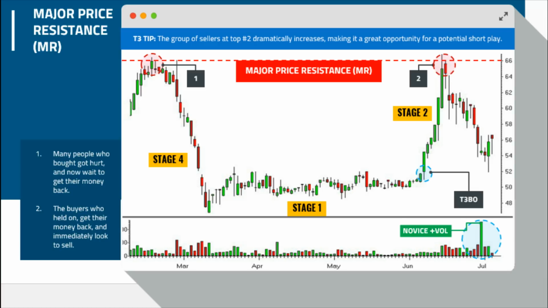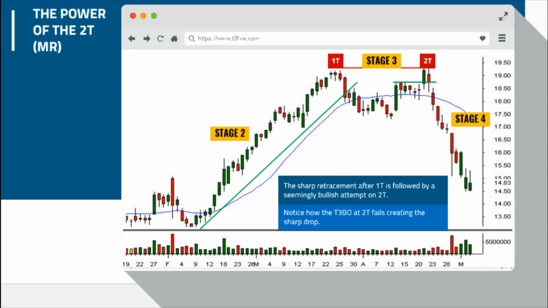So it works. It becomes like a regular support or resistance area. And that's why we say major support, major resistance are self-fulfilling prophecies.